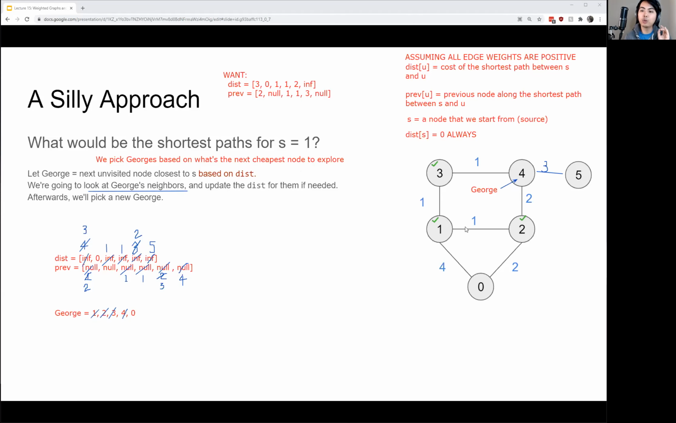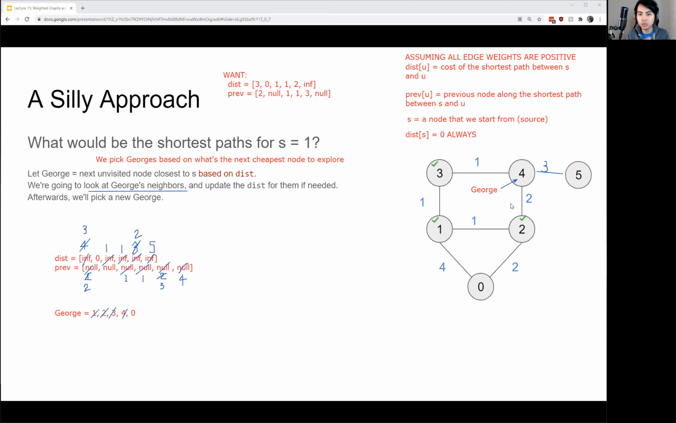So the reason that's the case is every time we pick a George, we only update the neighbors of George. We don't update the neighbors of the neighbors of George. So when we were saying George is equal to 2, we only updated 0, 1, and 4 as a result of visiting George, setting George is equal to 2. We never got to 5 because we don't look at the neighbor's neighbors or the neighbor's neighbor's neighbors. The changes don't propagate. We literally only look at the neighbors of George each time.